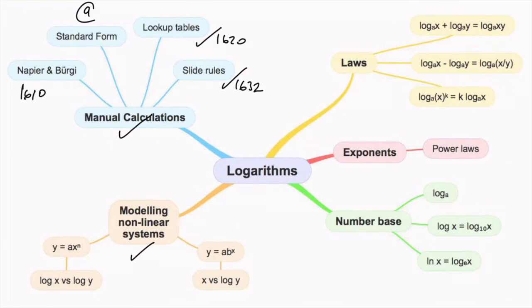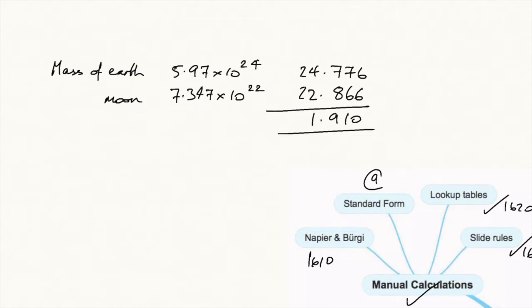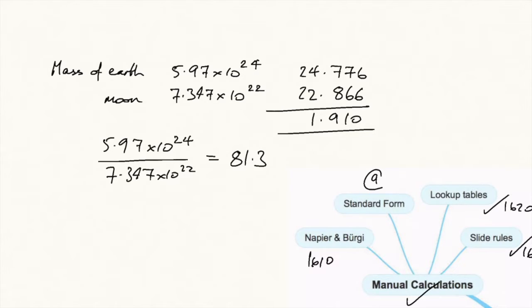Let's look at an example comparing the masses of the Earth and the Moon. Here are some modern numbers, based in kilograms, but the method is the same. The log of the Earth's mass is 24.776, and the log of the Moon's mass is 22.866. Then we subtract these to get 1.91. We need to take the antilog of this, and hence the actual answer is equal to 81.3. The Earth is 81 times heavier than the Moon.